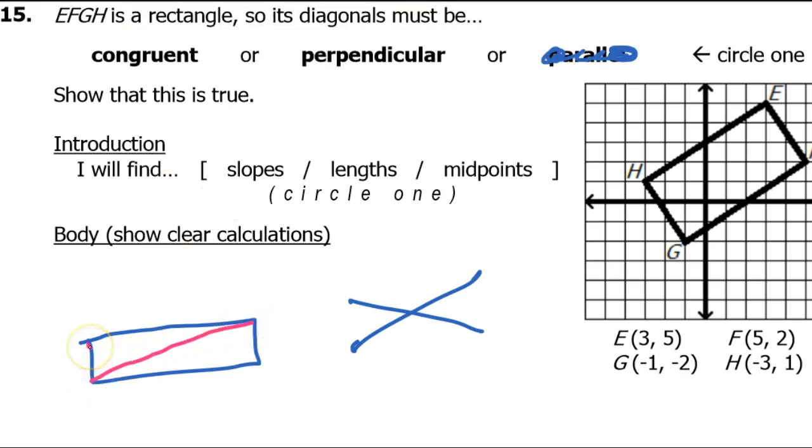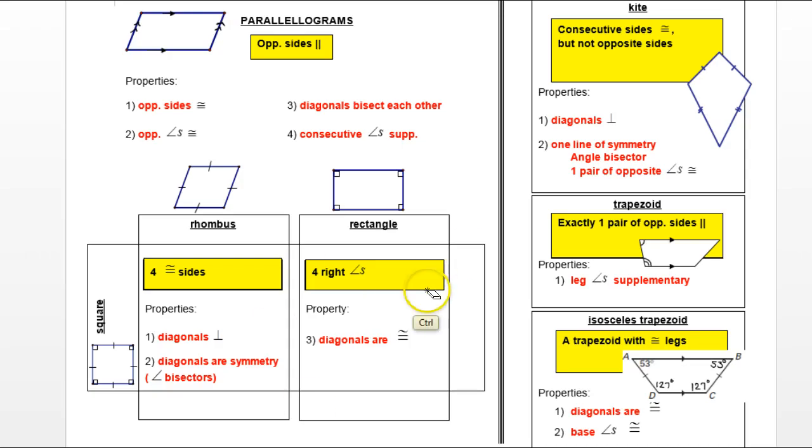Okay, if this diagonal and that diagonal, those should be the same length. They are not perpendicular. Look at this angle. That's not 90 degrees. All right, so they're not perpendicular, but they are congruent. Okay, so that's the key. And if you've memorized this, then it's right there. Rectangle, the definition: 4 right angles; the property: diagonals are congruent. Boom, it's right there.